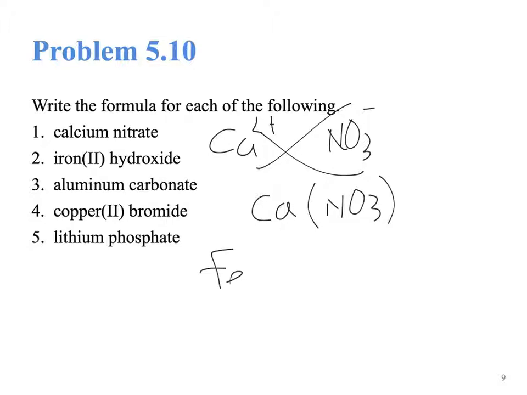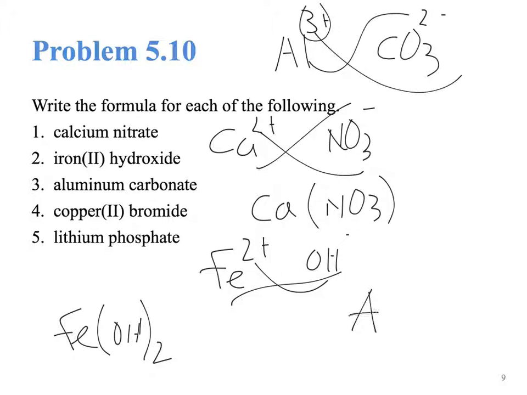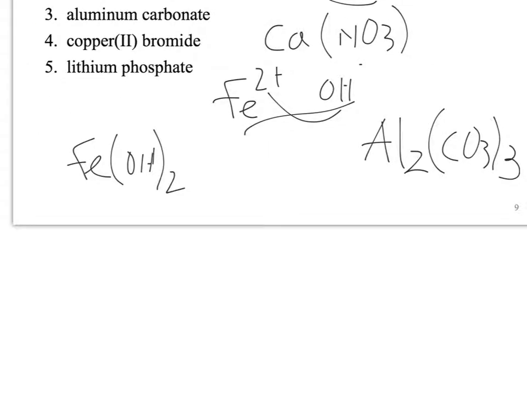Iron 2 hydroxide, we have iron, OH with a negative charge, so we flip: Fe(OH)2. Aluminum carbonate, aluminum we know is 3 plus, carbonate is CO3 2 minus. Flip the charges, so it will be Al2(CO3)3. Then we have copper 2 bromide, so that's Cu 2 plus, bromide has a -1, so 2 bromides.